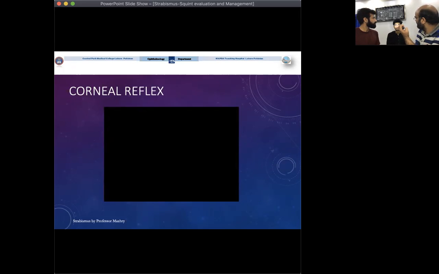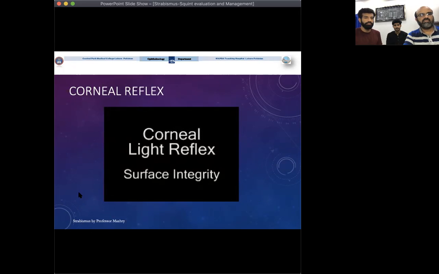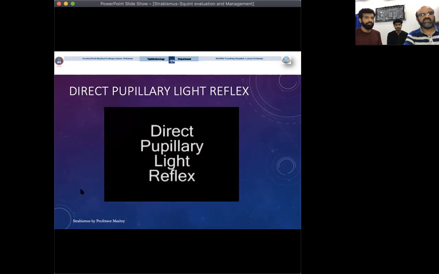Please look at the distant object, Mr. Noman, on the doorknob. You shine the light and you observe the center reflection in both corneas. Surface integrity has been checked.